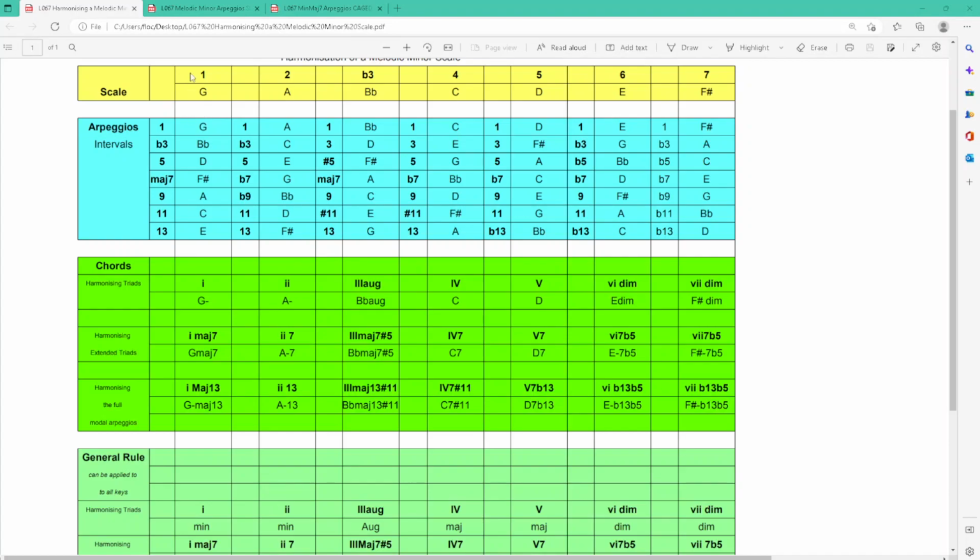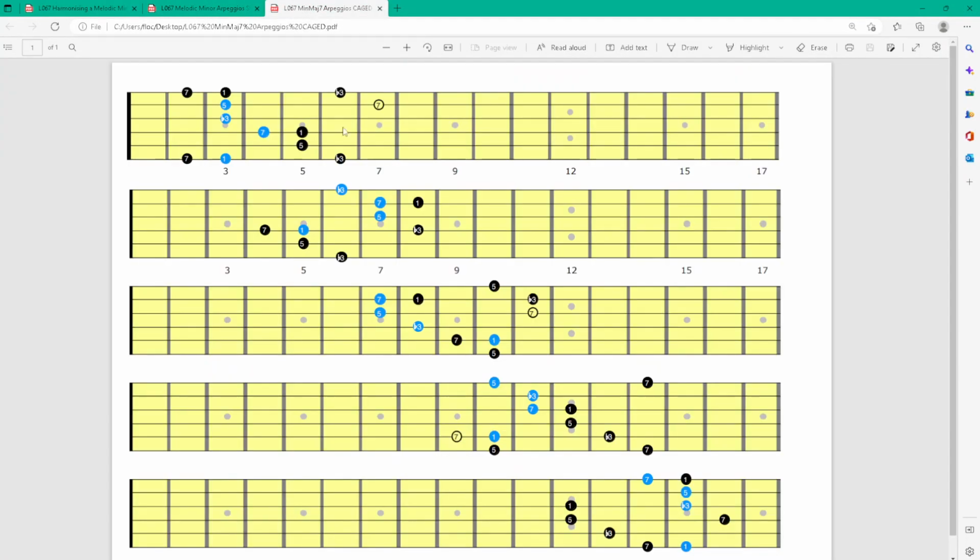For this on Patreon, you'll have 2 PDFs. One is just the diagrams that shows you basically the minor major 7, only the minor major 7 arpeggio applied to the CAGED system. So it's the same thing as we looked at before. You see here that there are some white dots sometimes. What they indicate is just an alternative fingering. So I'll give you an example.